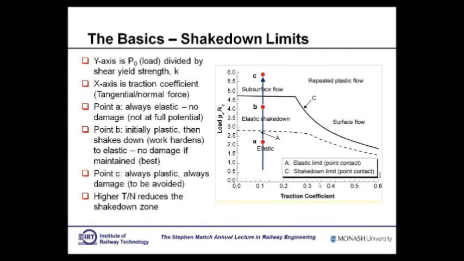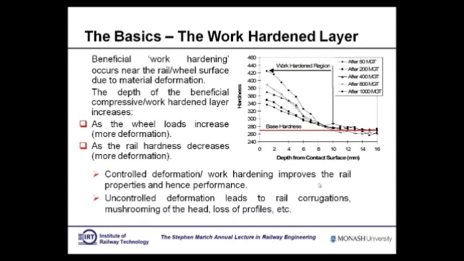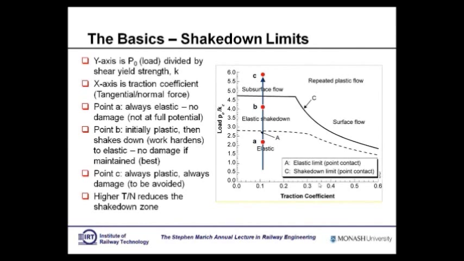A shakedown limit is a wonderful diagram that Johnson came up with, and he said essentially that you've got your traction coefficient here. This is a ratio between the applied load and the shear stress of a material. So obviously the higher the shear stress, the higher the strength of the material, and you get to lower values. And he said that under a wheel rail contact, you have 3 zones that exist. One is an elastic zone. Here, nothing happens. The materials are elastic.